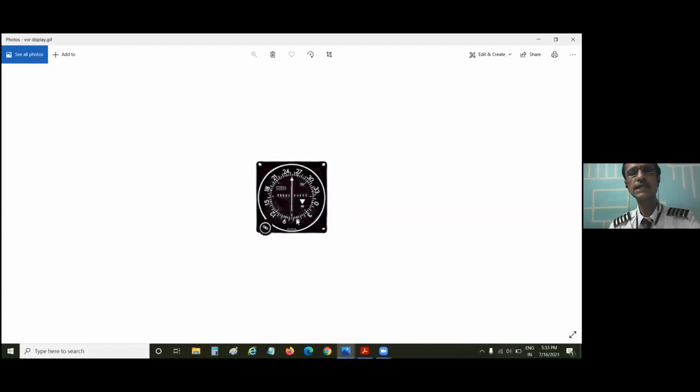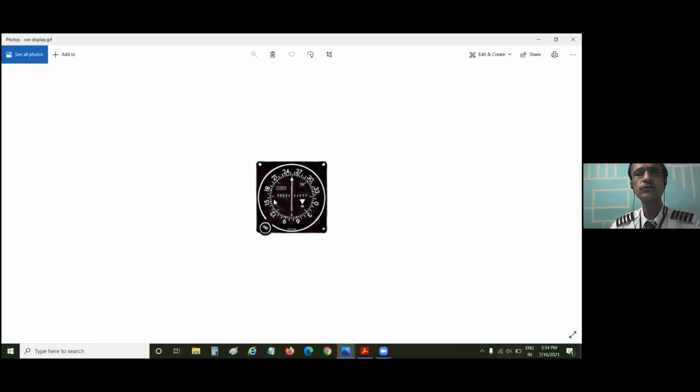Whenever you select a radial, suppose you ask the ground to give you a radial to reach them, or look at your heading and decide the radial. Suppose my heading is 240 or 250, suppose radial 250. What I'll do is keep on rotating this card. This needle will not go here and there. This needle will be constant. This is the reference needle. This vertical reference needle will remain constant. Only this card can rotate.